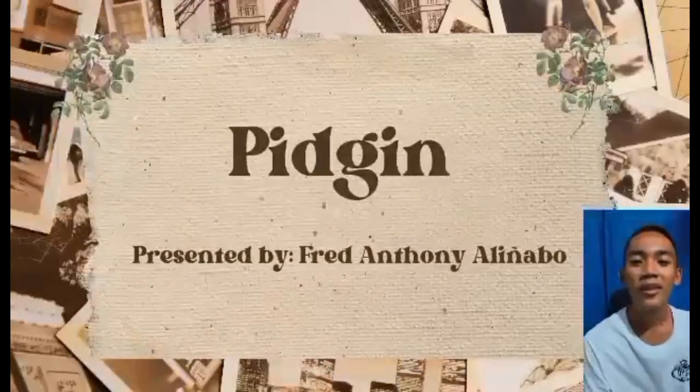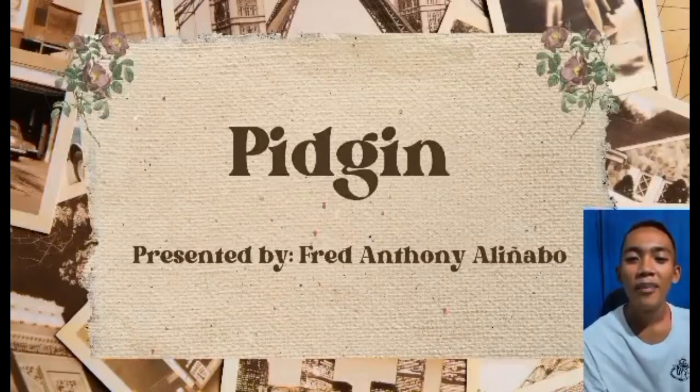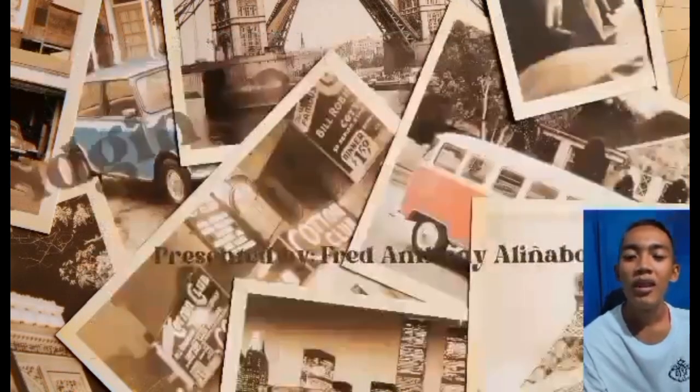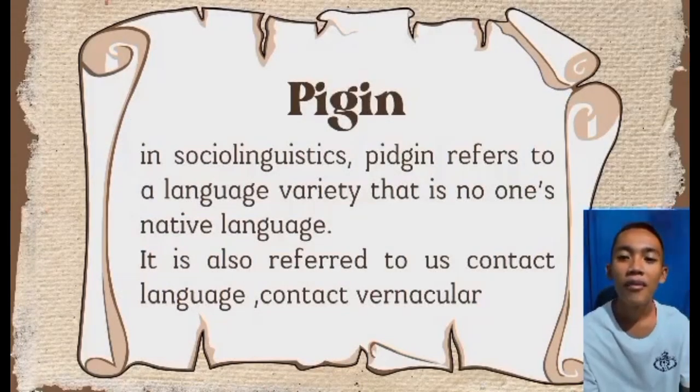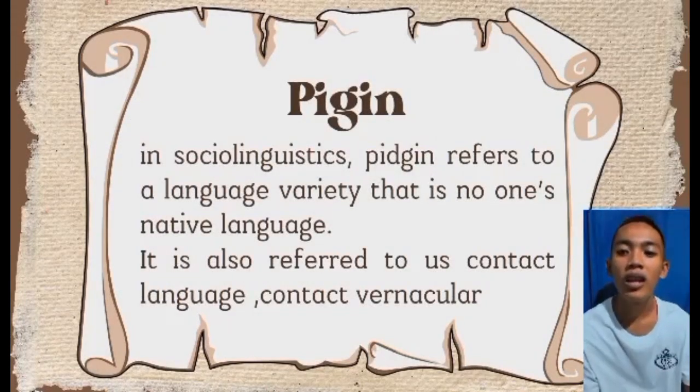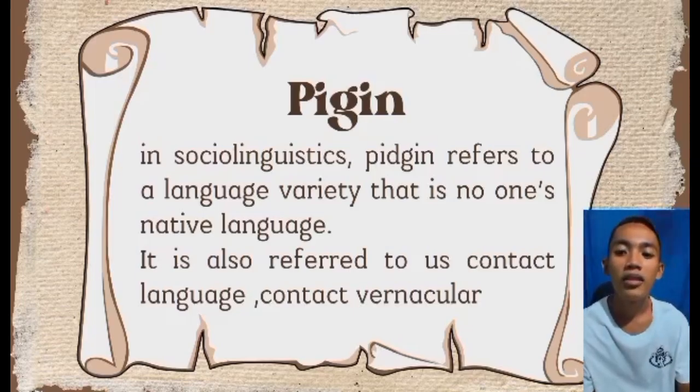I am a fourth-year criminology student and my topic is Pidgin. So what is Pidgin? Pidgin is a sociolinguistic term. Pidgin refers to a language variety that is no one's native language. It is also referred to as a contact language or contact vernacular.